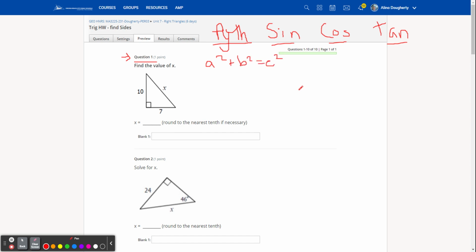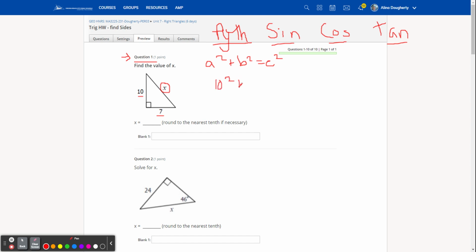Just like Friday, if you don't have a piece of paper out, you might want to get a piece of paper out, right? It's easy to do some of these in the calculator, but a lot of them you got to put on paper. Where do I put the 10 and the 7? What letters do they correspond to over here in Pythagorean theorem? What am I looking for? The A, the B, or the C? I'm looking for the C. I'm looking for that X.